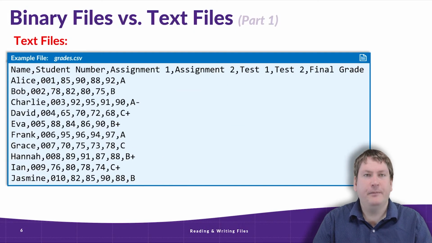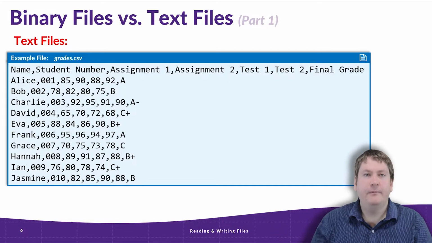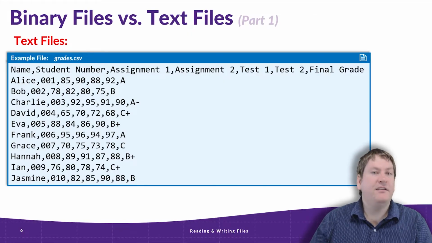Let's take a look at an example. And here we have grades.csv. This is a comma-separated values file. And here we can see every different line in the file represents a different row of data. In this case, that data are grades and student numbers and a name for specific students.